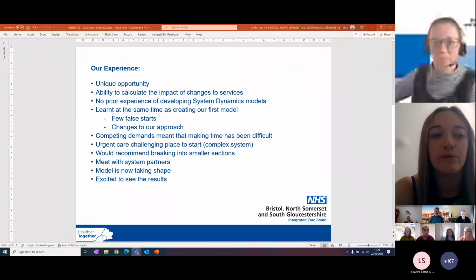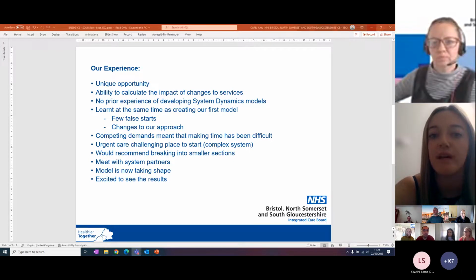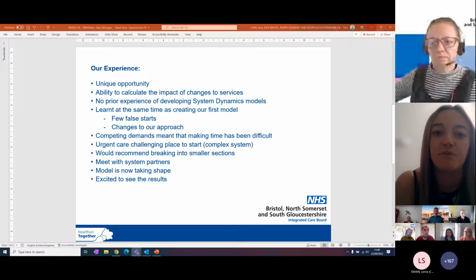So yeah, we're continuing to meet different partners to discuss the data, especially because we've got areas where we've got missing data. So we've been able to speak to them and get some rough proportions and estimates for different areas that we've been able to use in the absence of certain data. But yeah, the model's taking shape now, and we are really excited to see where this is going to go, and the results of this. I think it'll be really useful for the system.